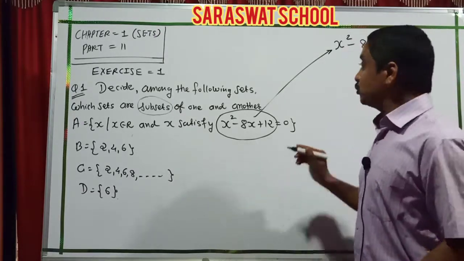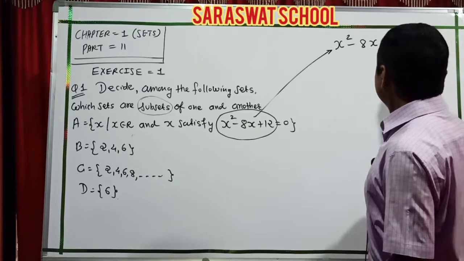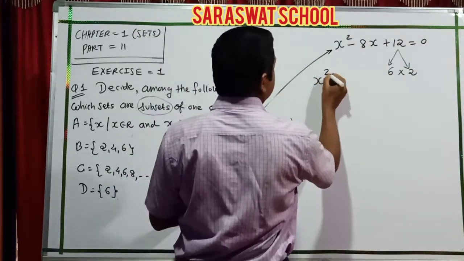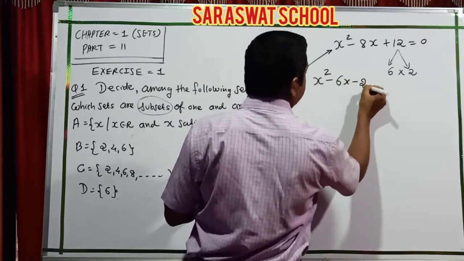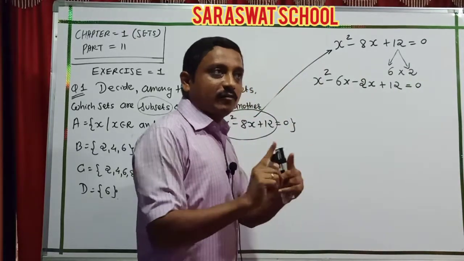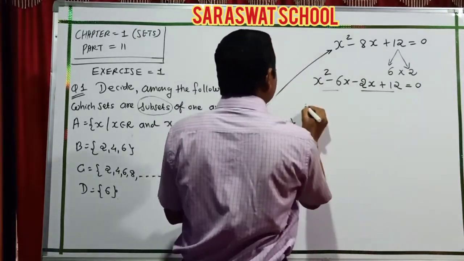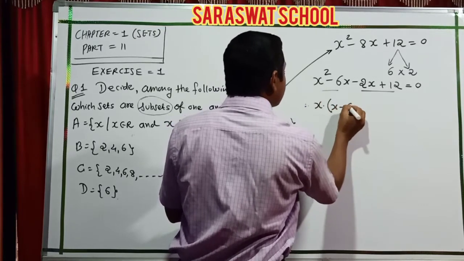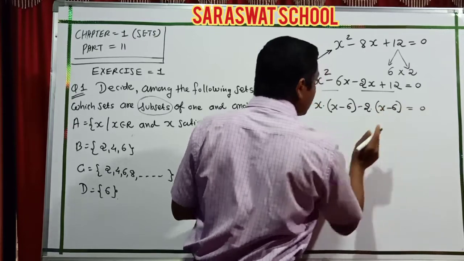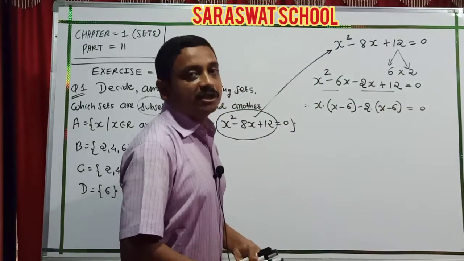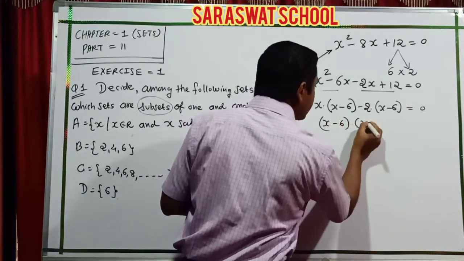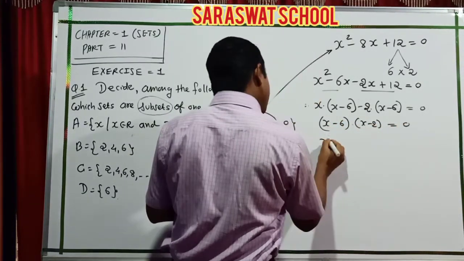Yes, I hope you understood. It is 6 twos are 12, and that gives the value 8. So x square minus 6x minus 2x plus 12. Take them common: x pairing, x minus 6, and minus 2, again x minus 6. So you get only two little values, x minus 6 and x minus 2, and each we take equal to 0.